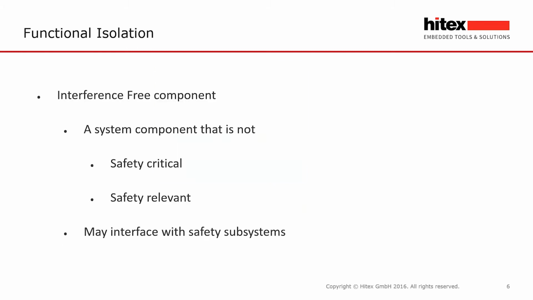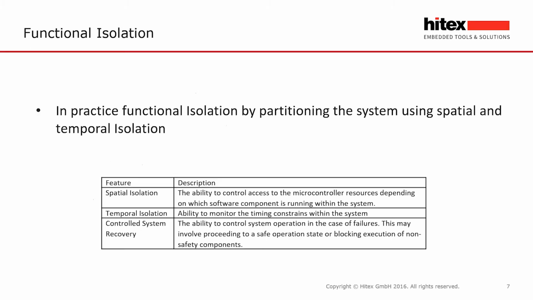components as interference-free components. So this means that they are part of the system, but they're not safety critical or safety relevant. Okay, so they don't provide any code to the safety system at all. However, they may interface with the safety subsystems. Typically, for example, you might have a web server that's showing the status of the system, so it needs to monitor some of the data that's involved with the safety application. So what we want to look at is a way of separating our interference-free components from our safety components.